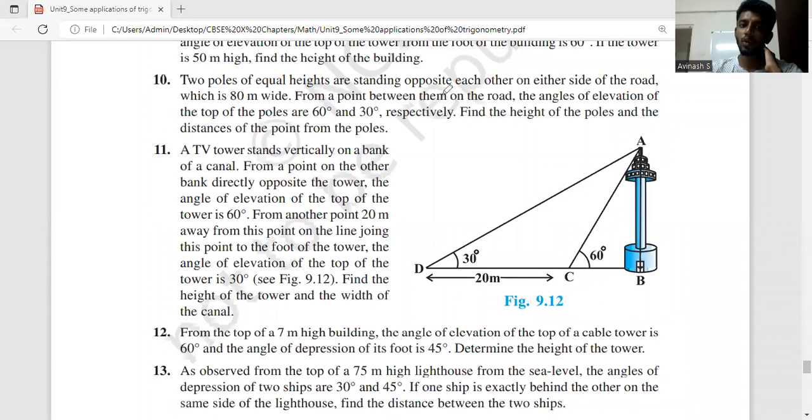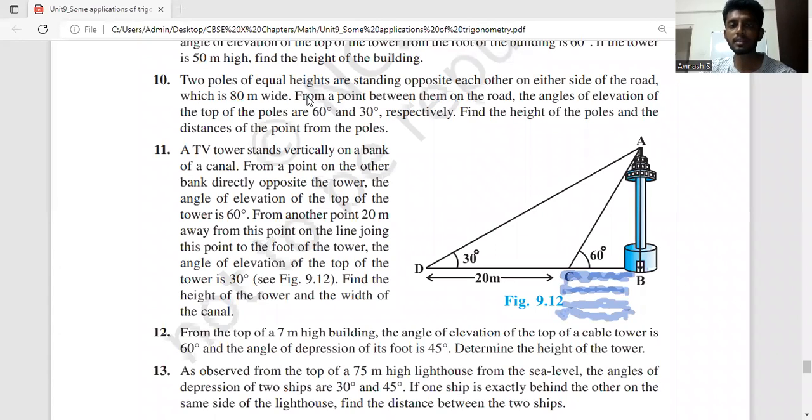Both diagrams have been given for question number 11. Let us try to understand how the diagram has been designed. A TV tower, which has been shown in the figure as AB, stands vertically on a bank, which means it's standing upright at 90 degrees on a bank of a canal. So there is a canal, a water body. Whatever I'm showing in blue color with some waves, that is the canal portion, which is BC.